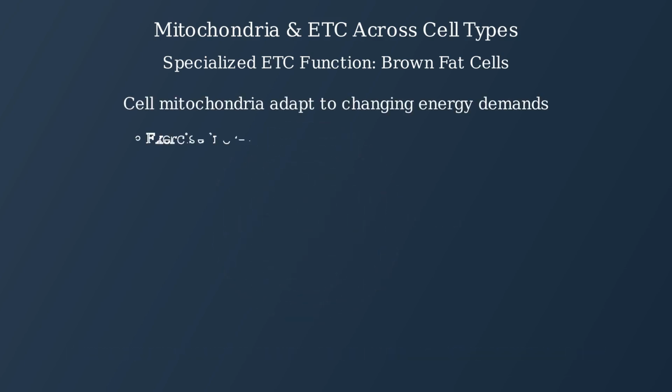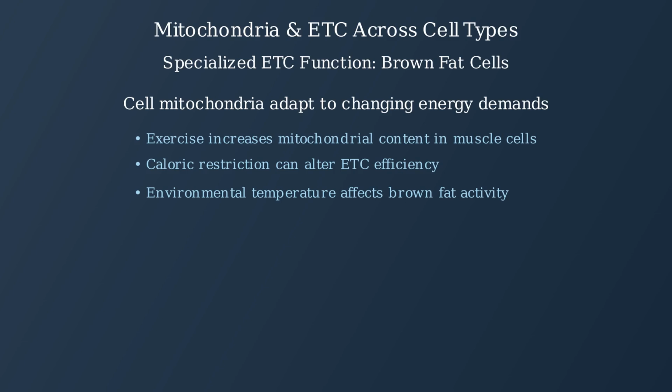Importantly, cells can adapt their mitochondrial content and ETC activity based on changing energy demands. Exercise training increases mitochondrial content in muscle cells, caloric restriction can alter ETC efficiency, and environmental temperature affects brown fat thermogenic activity.